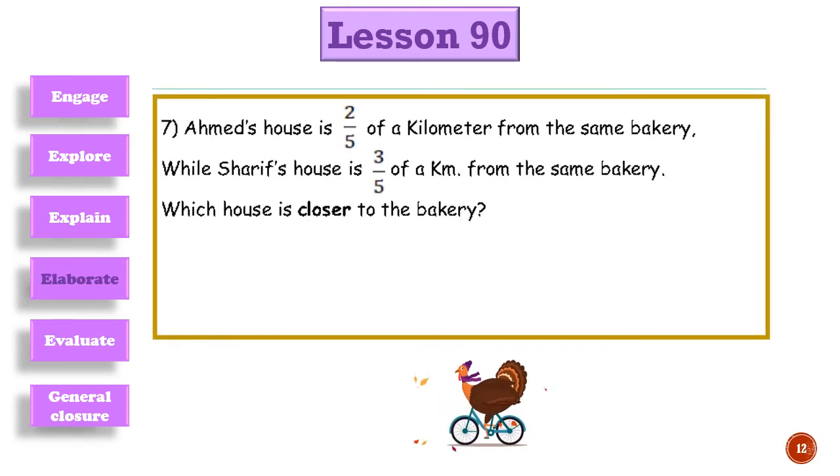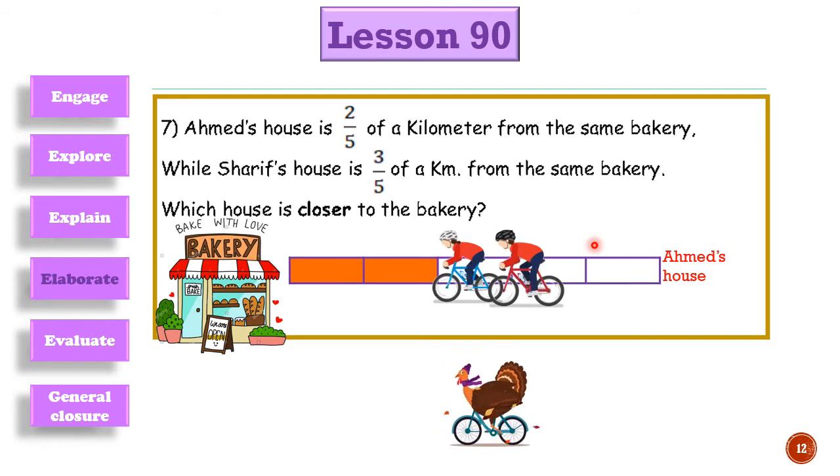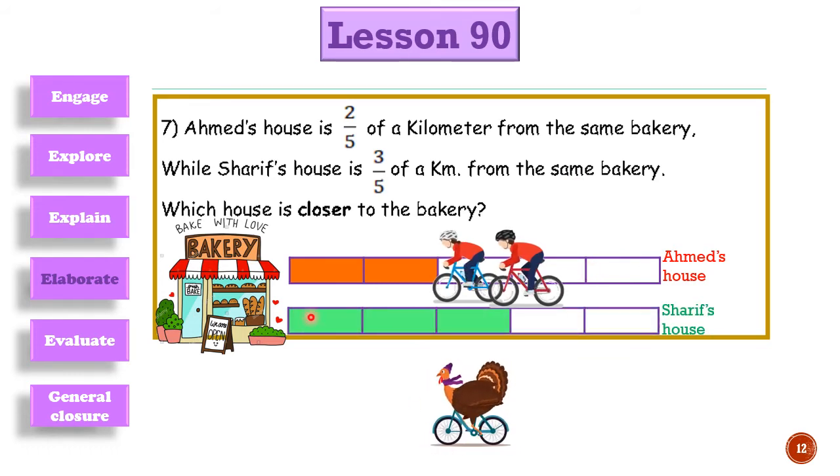Let's do another story problem on fractions. Here we have a story about a bakery and Ahmed and Sharif's house. If Ahmed's house is 2/5 of a kilometer from the same bakery, we have Ahmed's house at this fraction part of 2/5 of a kilometer. While Sharif's house is 3/5 of a kilometer from the same bakery. Here is Sharif's house, this fraction part is 3/5 kilometer from the bakery.